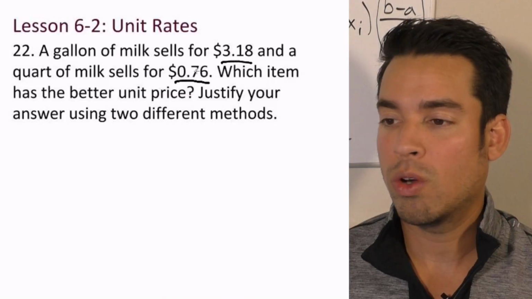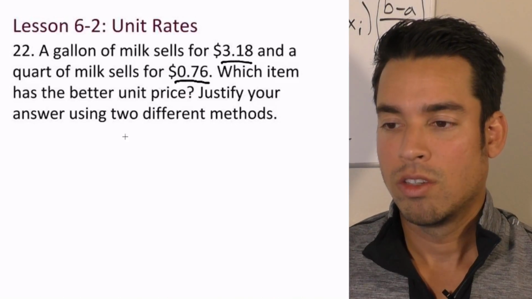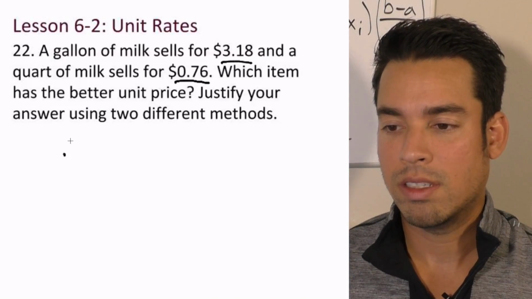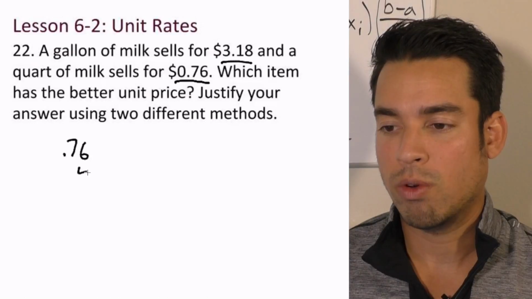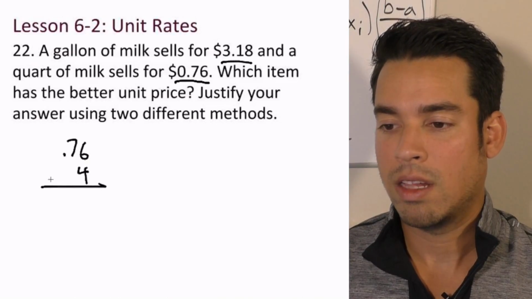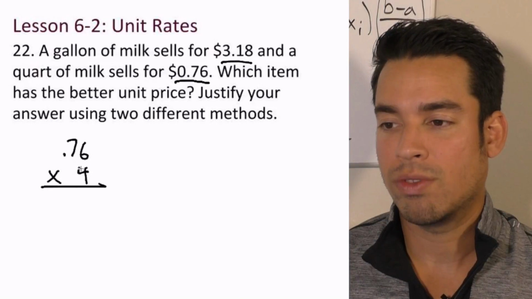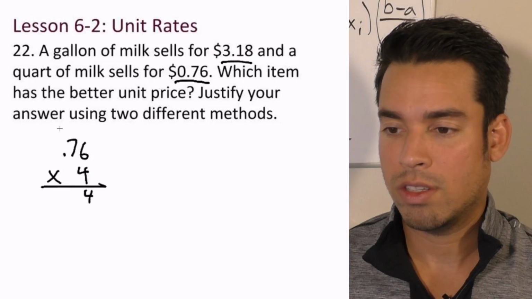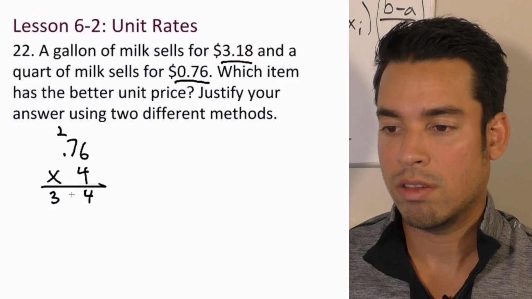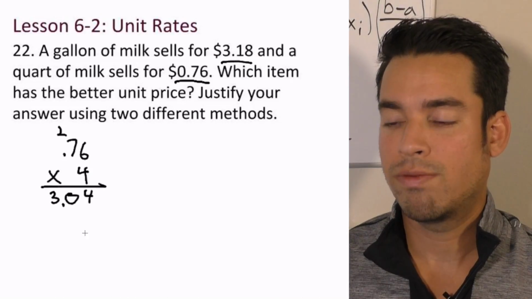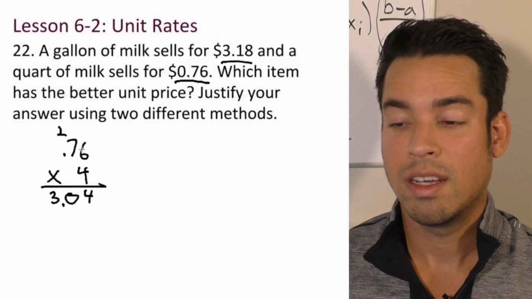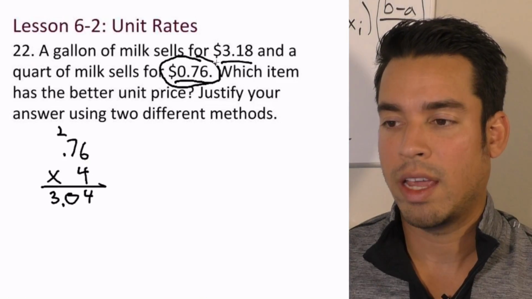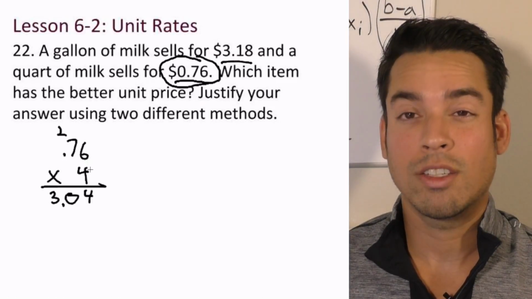So first, let's turn this quart into a gallon. How many quarts are in a gallon? There are 4. So we take 0.76 and multiply it by 4, because 4 quarts make a gallon. Then we can compare our gallon prices and see which one is cheaper. 4 times 6 is 24, carry the 2. 28 plus 2 is 30, 2 decimal points. $3.04. Already we can see that when we ramp it up to a gallon price, the quart is actually cheaper.